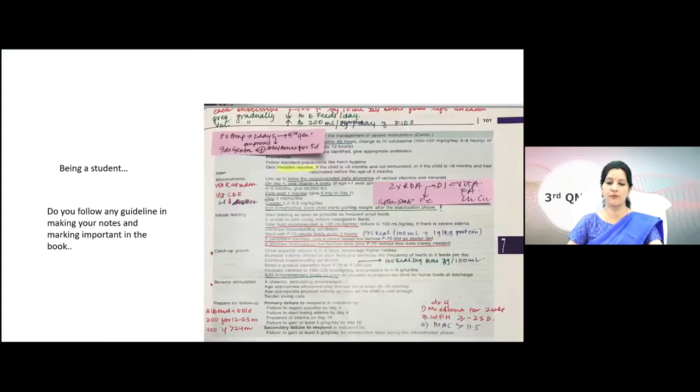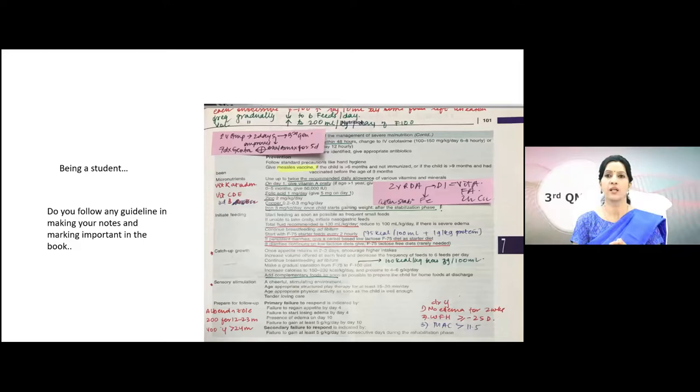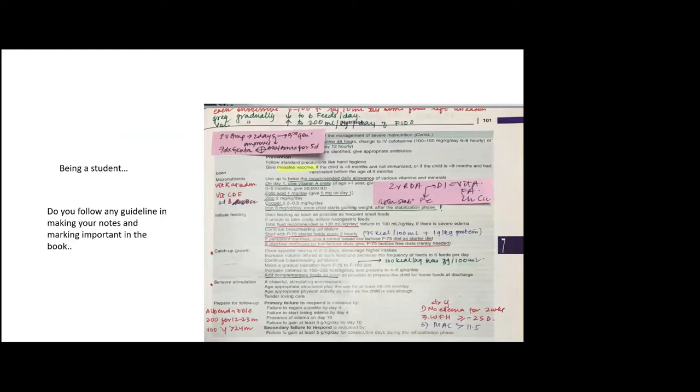So the concept of coding. I think this is a page of a book, and you can see it. Being a student, have you ever done these things in your book, like marking, pasting, writing with colors? Usually girls love to do this. Yes, ma'am. Shivangi is writing.